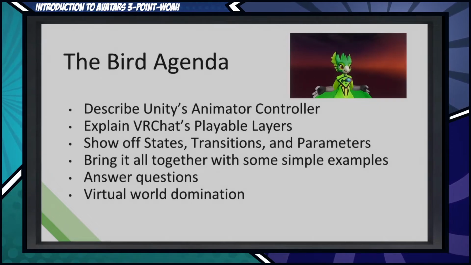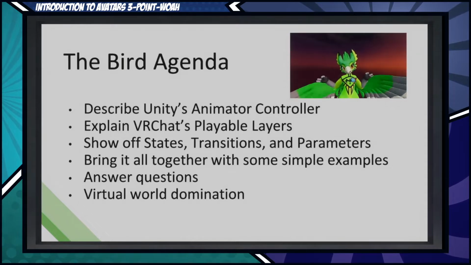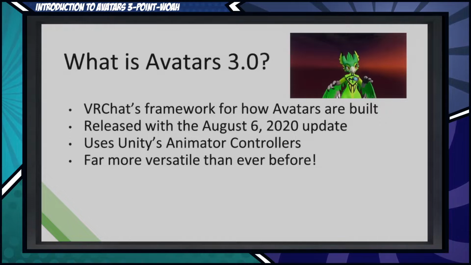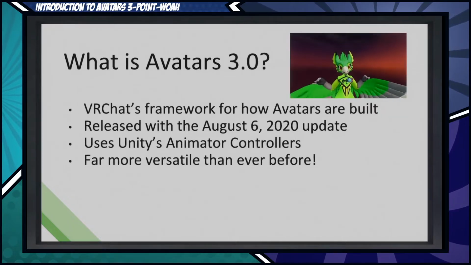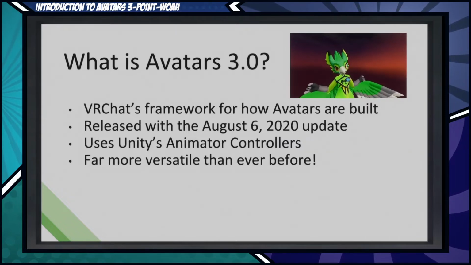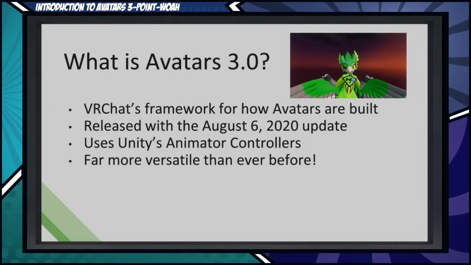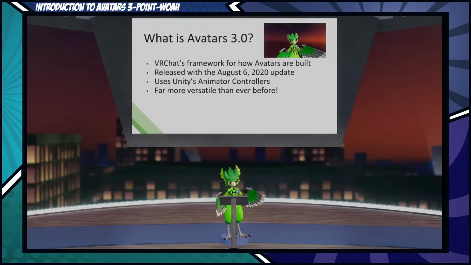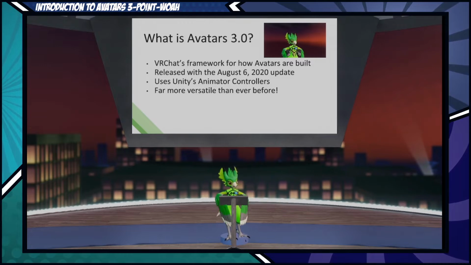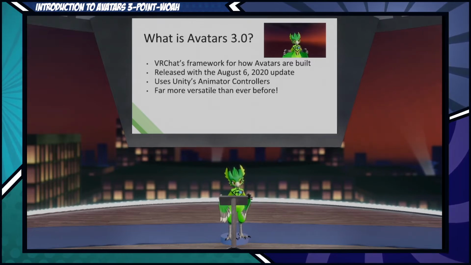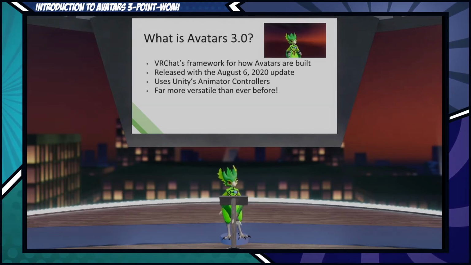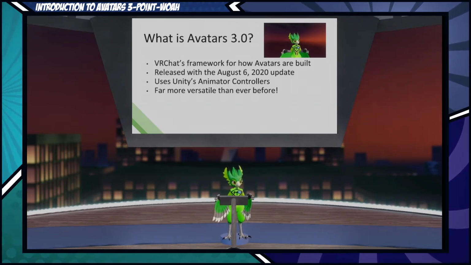So the obvious first question is just what is Avatars 3.0? The short answer is that it's VRChat's framework for how avatars are built. It was originally released in August of 2020, so it's a little over a year old now. And the largest change was that it moved from using animator override controllers to control your gestures and emotes to giving full access to the animator controller for avatars.